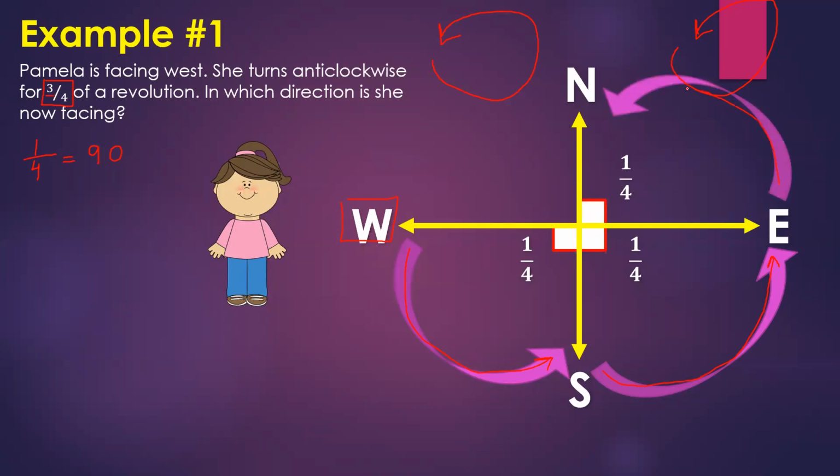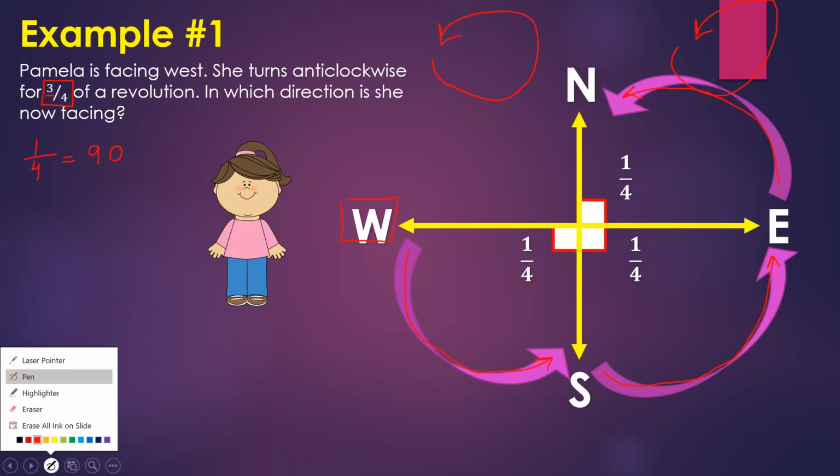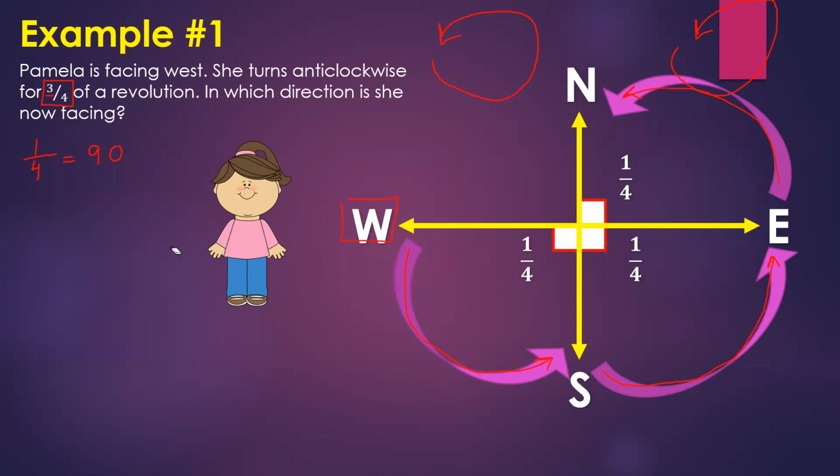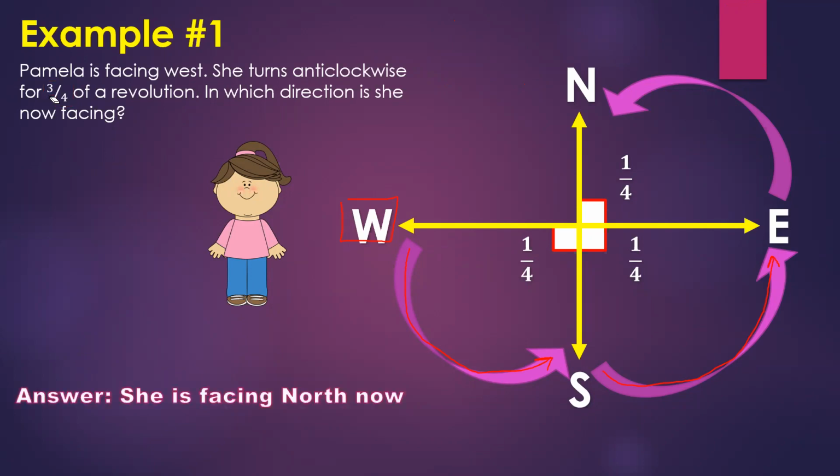North. How many persons said north? Very good. Okay. So I need you to draw this compass along with the arrows. Make sure I put the arrows and the 1/4 and the right-angle box and everything. Make sure I draw what I have on the screen with all of the arrows. So the answer is that she is facing north. Okay, does that make sense?